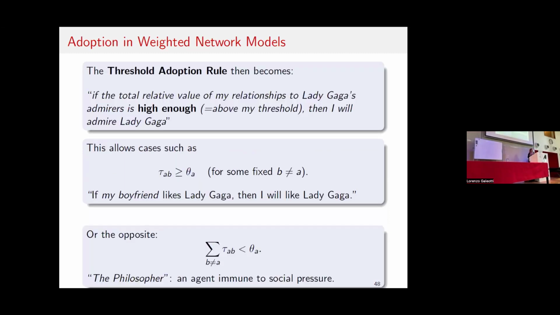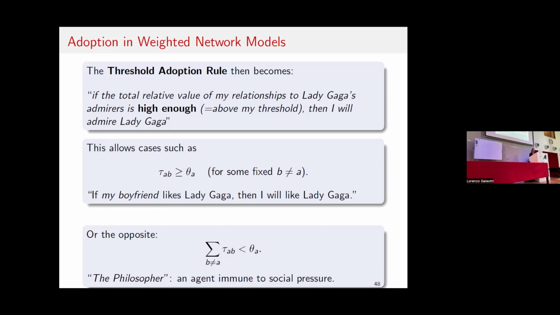Now, agents adopt new behavior. And when are they going to adopt new behavior? Well, their friendship is going to play a role. So, for instance, you would say they adopt a new behavior if the relative value of her friendship with all the Lady Gaga admirers, if that is the thing that we're after, is high enough, then you adopt that property as well. So this would be the case where, for instance, I adopt a new behavior, like I will like Lady Gaga if B is my boyfriend, if tau AB is bigger than or equal to the threshold that I put there.